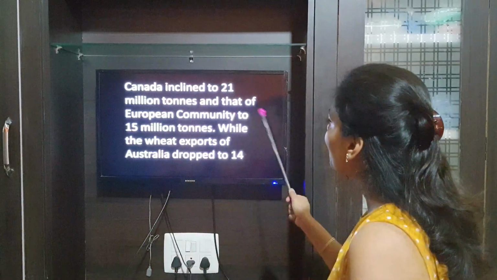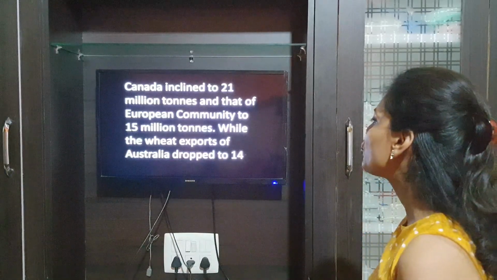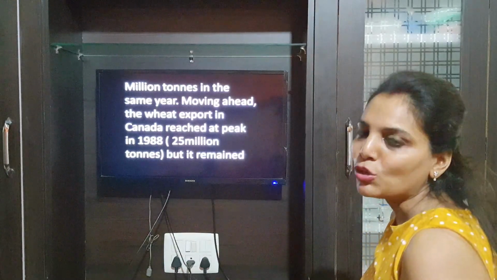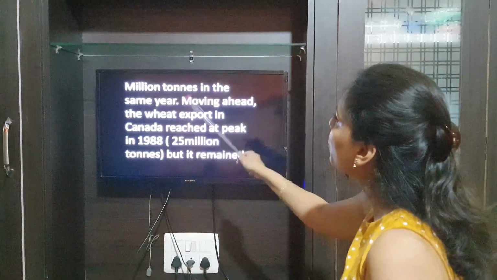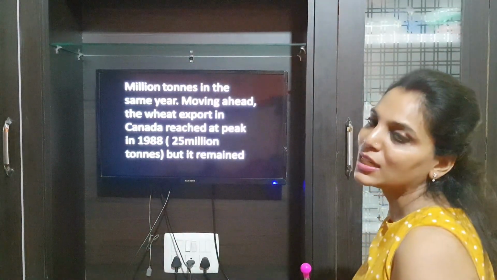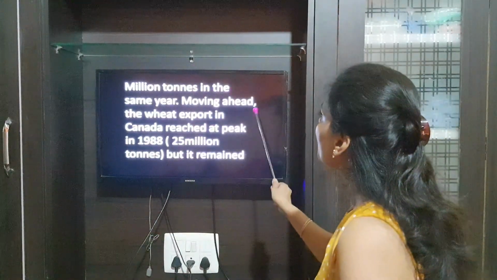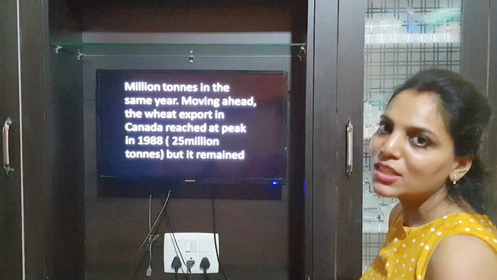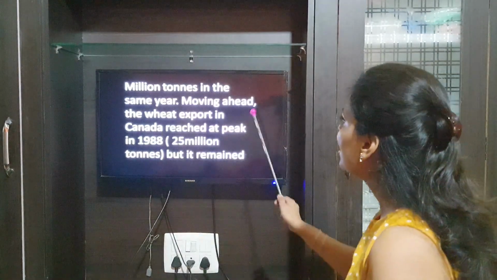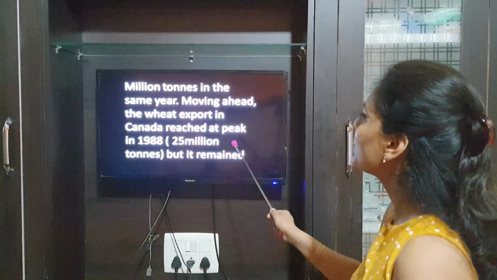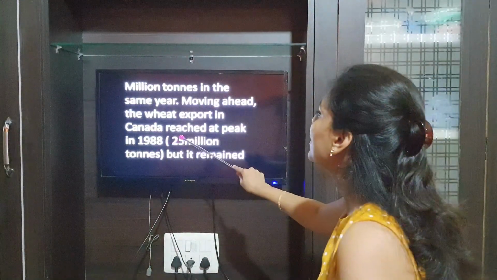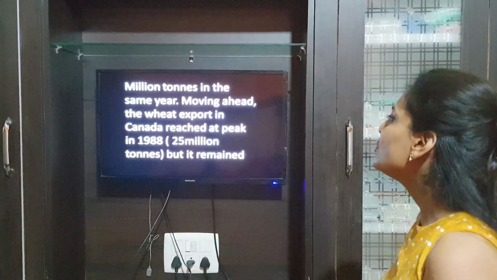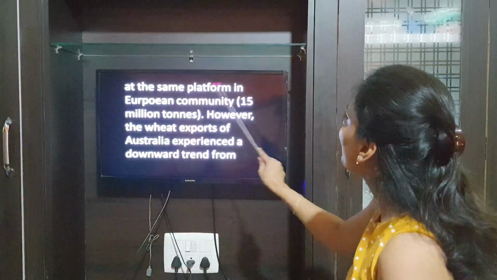Now we talk about Australia. While the wheat export of Australia dropped to 14 million tons in the same year, right? We're talking about the next year, 1987. So the wheat exports of Australia declined in the same year. Moving ahead, the wheat export in Canada reached a peak in 1988. Now we're talking about year 1988. So its wheat export reached a peak. Peak means highest point in 1988. I have mentioned in brackets how much? 25 million tons.